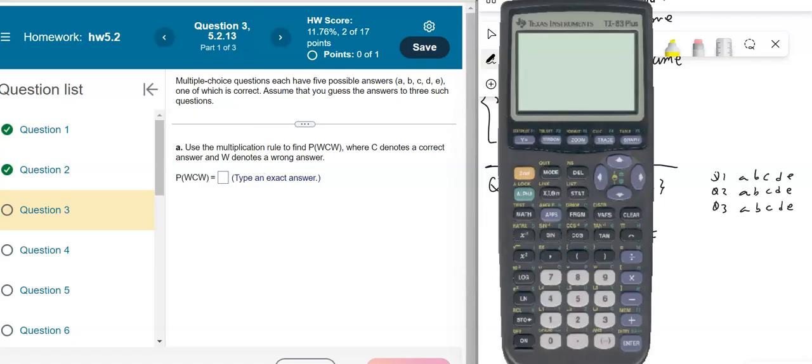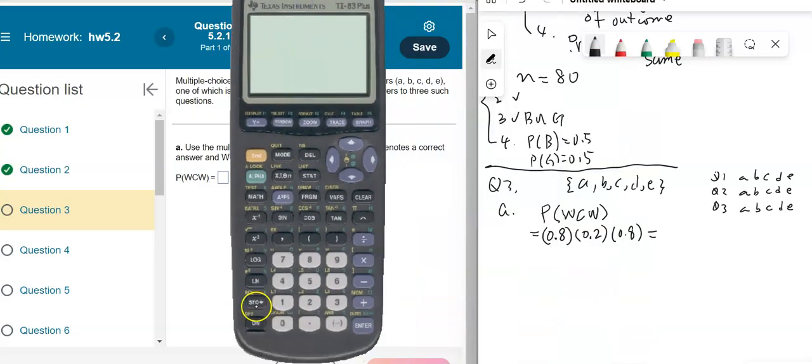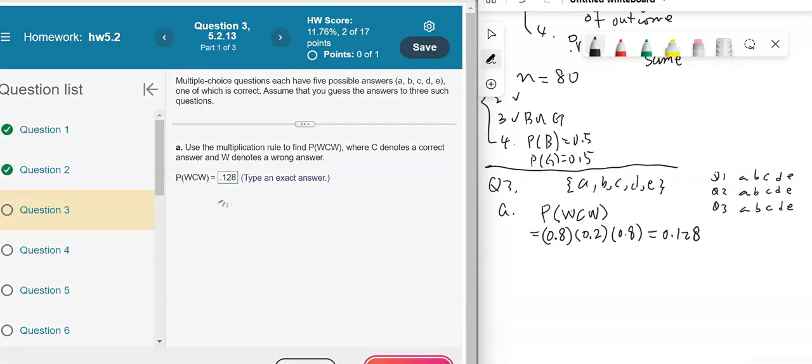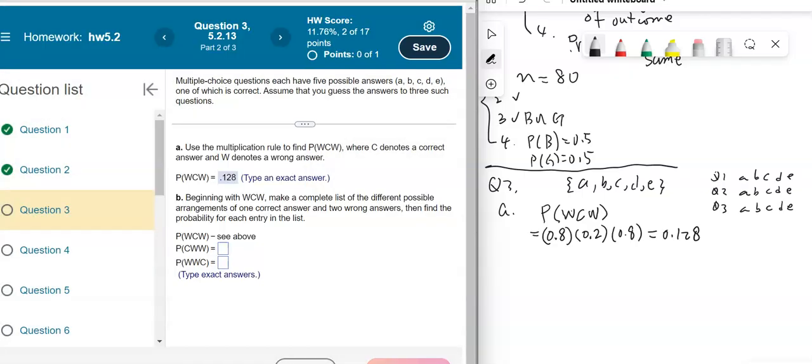So take the calculator out. Look at that. So 0.8 times 0.2 times 0.8. So 0.128. Okay, so it is 0.128. So now the probability of this one is 0.128.